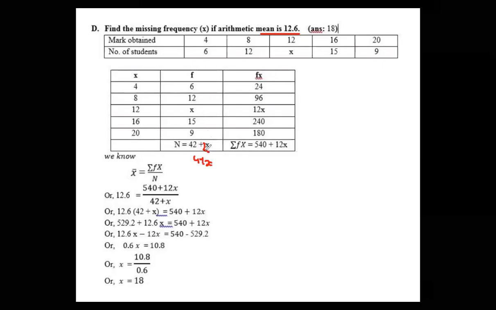So we cannot add these numbers. Let me give you one example: two horses and five goats, how many horses? Two horses. So horses and goats cannot be added. These are different numbers, so we cannot add them.